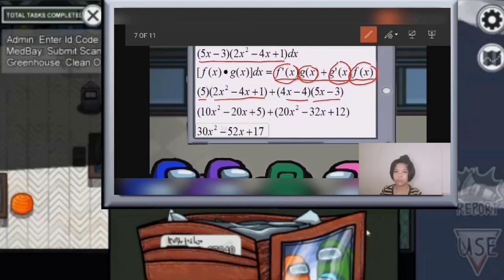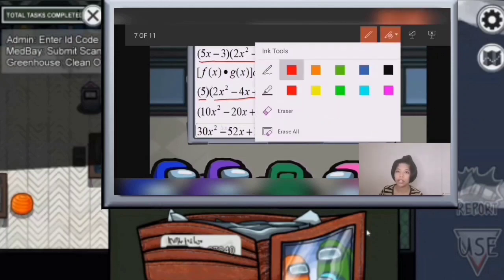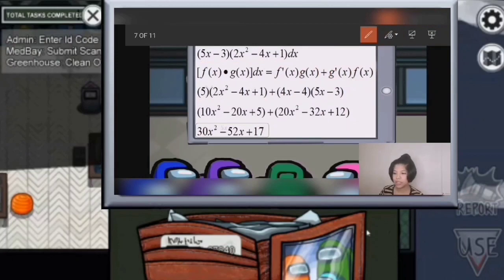Next step is using the distributive property of multiplication, or the FOIL method. In our example here, we have to use the distributive property of multiplication. So, 5 times 2x squared is equals to 10x squared. 5 times negative 4x is equals to negative 20x. Then 5 times 1 is equals to 20.